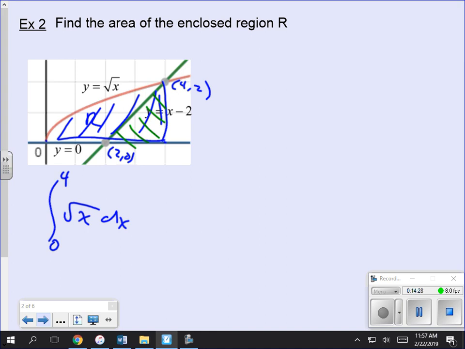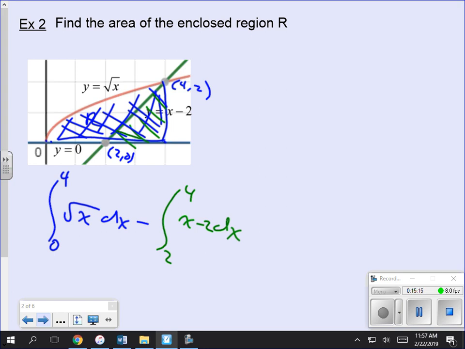And that gives me this entire region here, everything underneath the square root curve from 0 to 4. It gives me that whole wedge. I don't want the whole wedge. I want this minus something else. And there are 2 ways to do that. I could do it as the integral from 2, not 0, from 2 to 4 of x minus 2 dx.